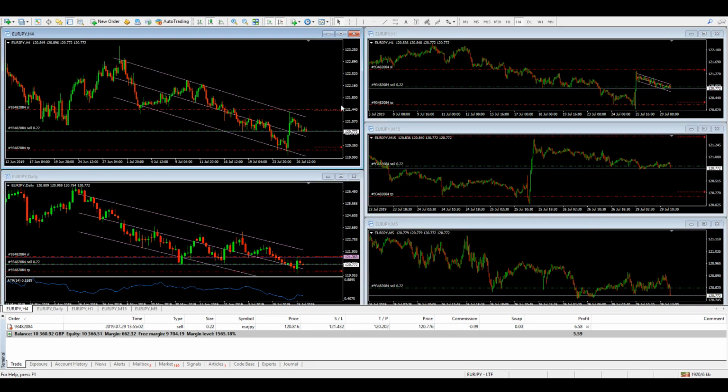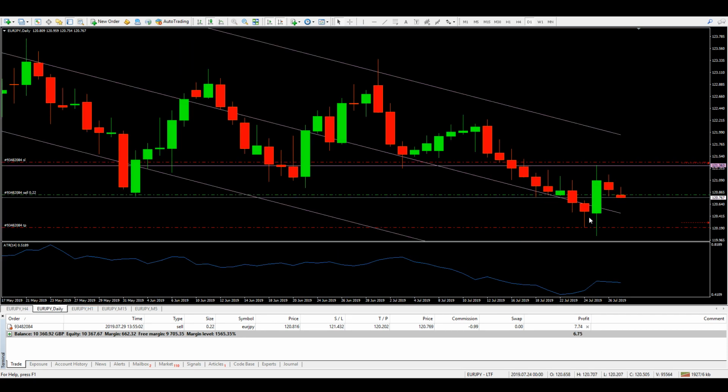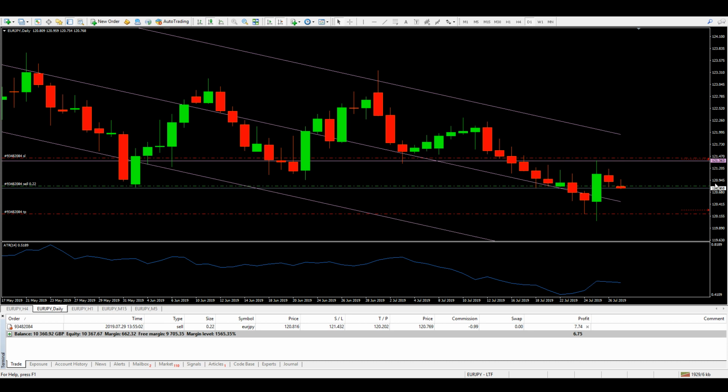On the EURJPY, you can see at the moment my take profit is around 61 pips, give or take, and the stop loss is 61 as well. So when you're going for profit targets, it's definitely worth evaluating how likely the target you're going for is going to be hit in a period of time.